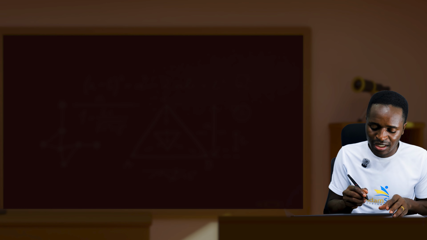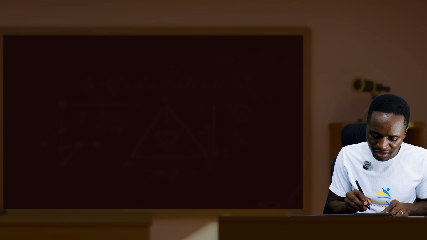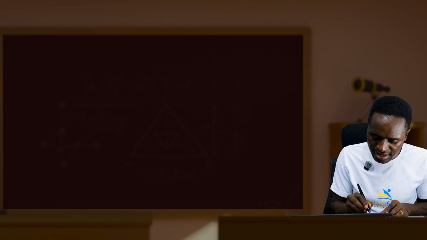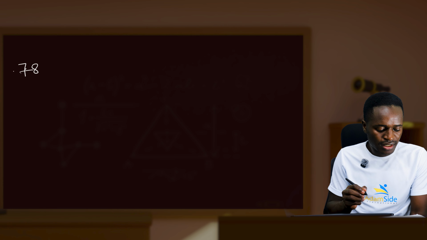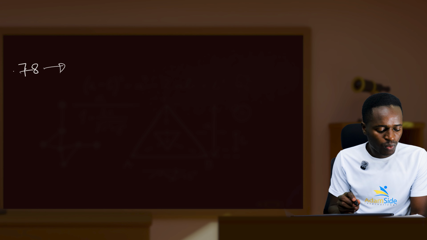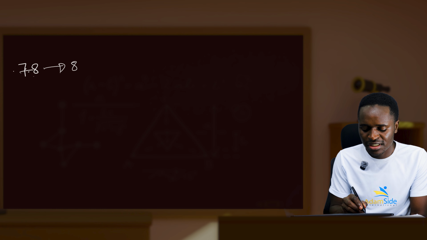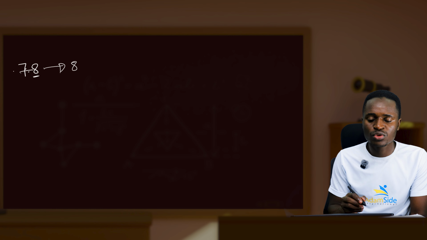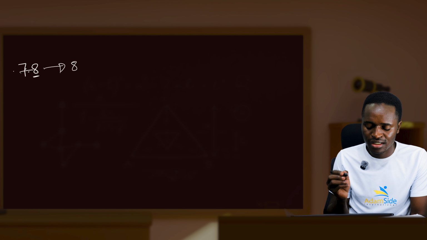Now, for instance, rounding of numbers. Let's say the actual number is 7.8. What will this number be if we round it off to one significant figure? Obviously, it will be 8, because this digit is greater than 5, so it adds one to the other digit and the rest turns into 0.